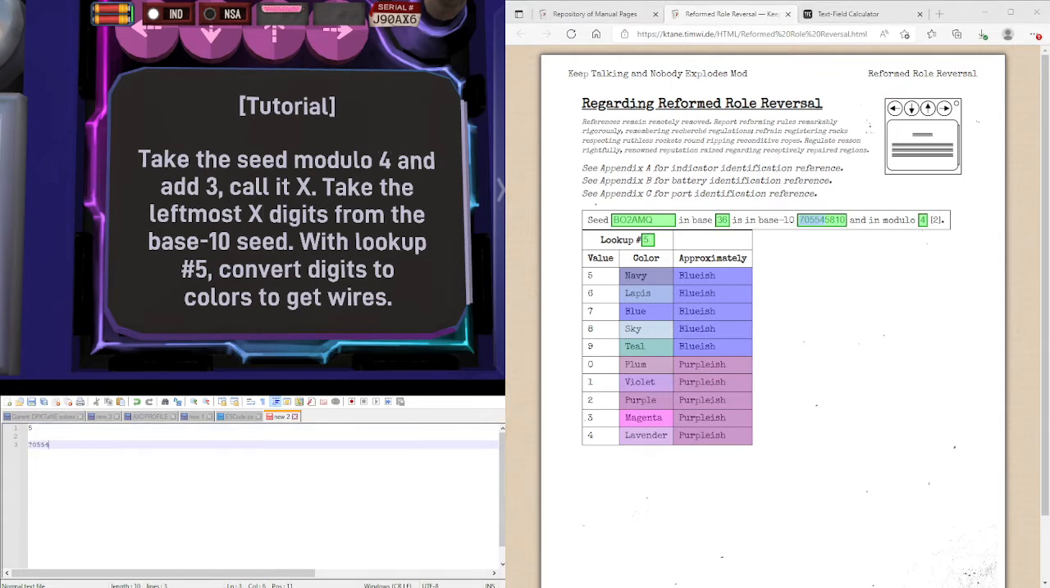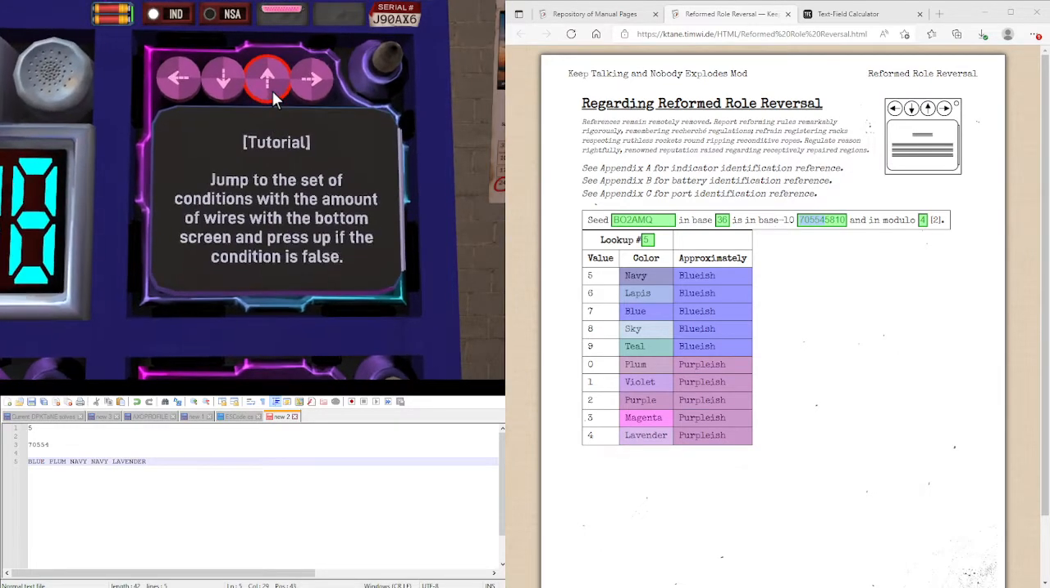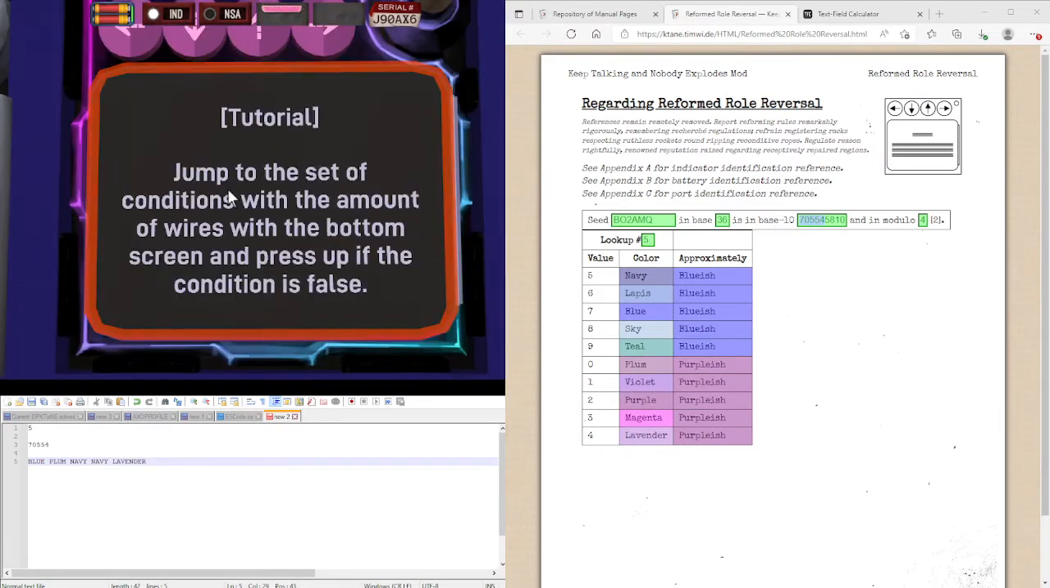And using this table, we can see that this corresponds to blue, plum, navy, and lavender. Okay, next page. Jump to the same conditions.